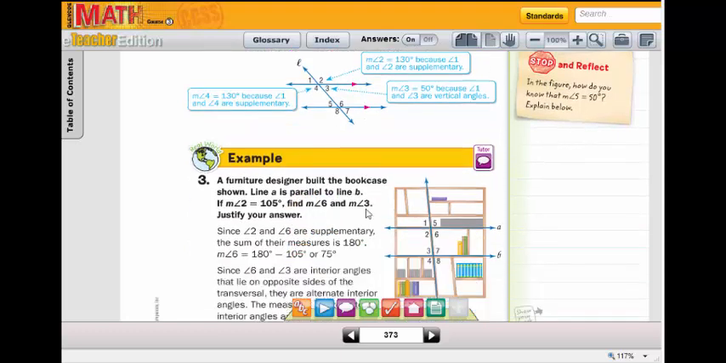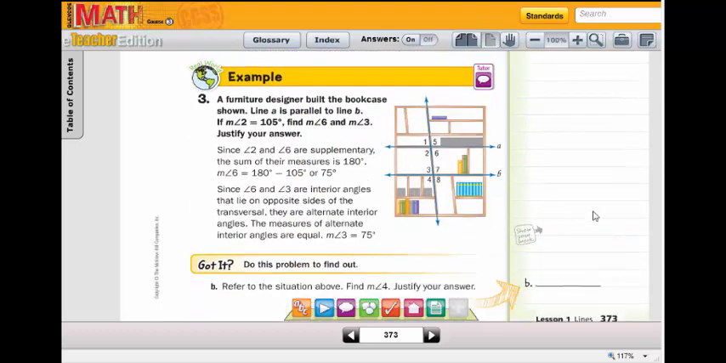So let's take a look at a sample problem here. Problem number 3. A furniture designer built the bookcase shown. Line A is parallel to B, so we have these two lines are parallel. The measure of angle 2 is 105 degrees, so again right away I would write that in here as 105 degrees. And we need to find the measure of angle 6 and the measure of angle 3. So the two we're going to look for are 6 and 3.